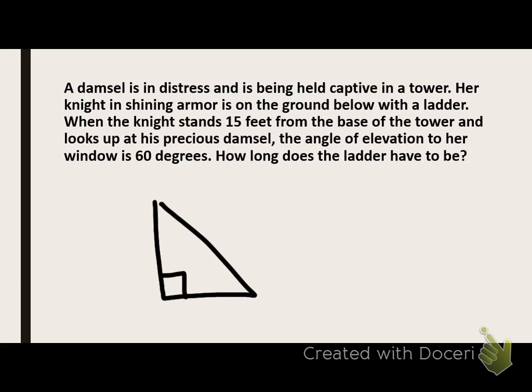So the damsel is being held captive in a tower. So what's my tower going to be in this picture? You can envision it as like, here's a tower, and here's the lady. She seems like a Rapunzel, so there's her hair. He's standing on the ground below with a ladder. He stands 15 feet from the base of the tower. Here's the base of the tower. He's standing 15 feet away. So remember when I said from, it's going to be down here, because he's going to be standing over here.